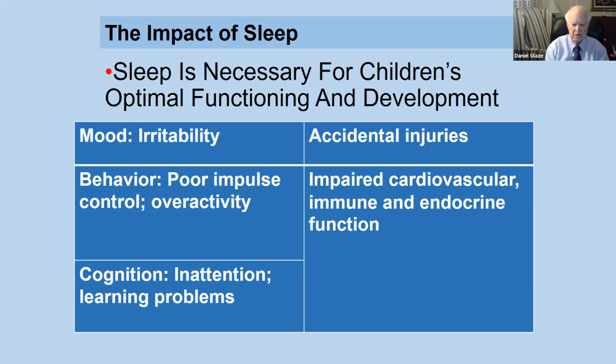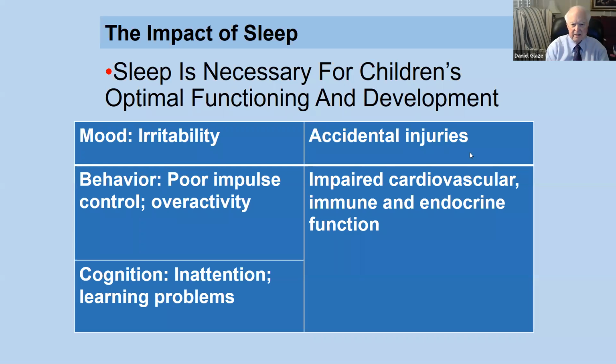Behavior problems can result from not getting a good night's sleep, poor impulse control, being overactive, cognitive problems, including inattention, learning problems, and especially in the setting of children who begin with neurological problems, the impact on them is going to be multiplied several fold over, and it's even more significant as far as affecting their cognitive function. It's been shown that the rate of accidental injuries is increased in all individuals, children, teenagers, adults who have sleep problems.